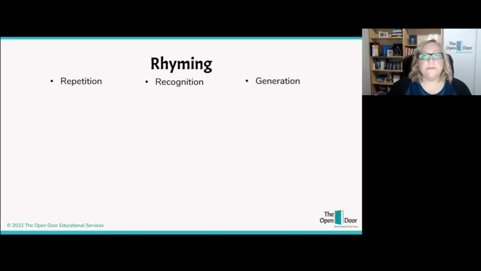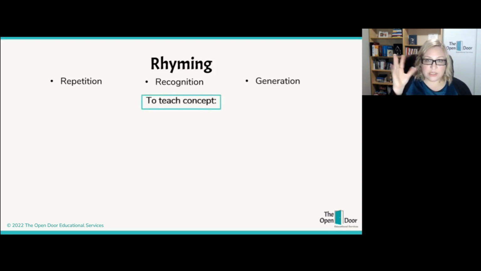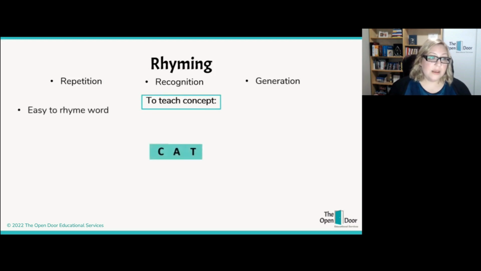So to teach the concept, we did a really quick and dirty explanation of this when we were talking about the whole concept of teaching versus assessing and practice. But we're going to do it a little more involved now so you can see how you would present this to your class. So you would pick an easy to rhyme word, such as cat.